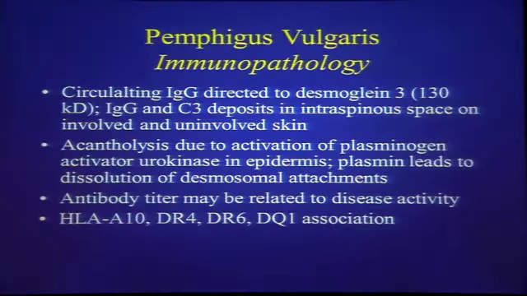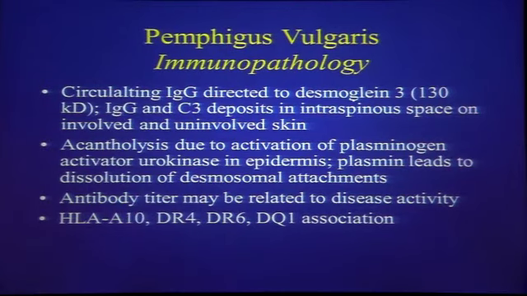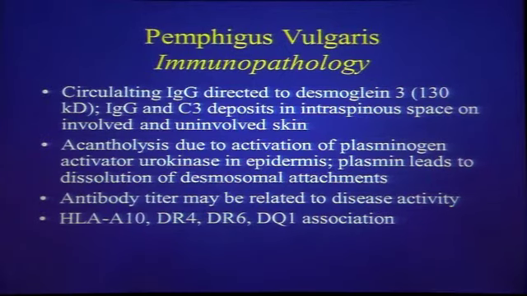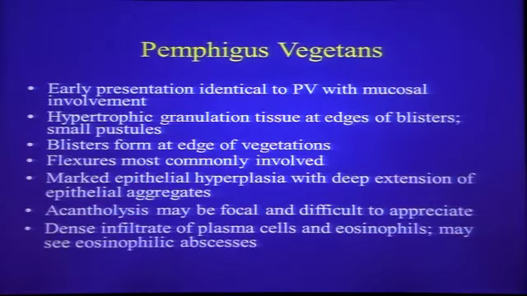Again, notice the overlying epithelium is pretty much normal, so this is Pemphigus vulgaris. And then immunopathology, again, you're looking at desmoglein 1, desmoglein 3, sometimes desmoglein 3 and 1, and then activation of this plasminogen activator, which is what causes it, and it's associated with some of these HLA subtypes. And here's a nice example, again, of that chicken wire pattern of Pemphigus vulgaris. Notice it's not only in the suprabasilar location, it's pretty diffuse throughout the epidermis.